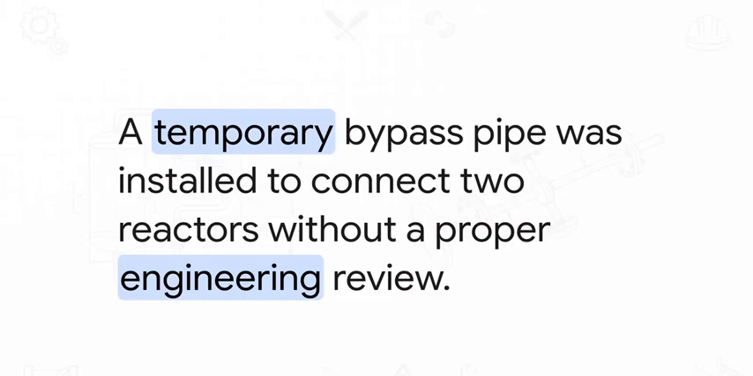Okay, so here's the breakdown. The plant had this series of 6 reactors all linked together. One of them gets a crack, so they pull it out for repairs. But to keep the plant running, they decided to rig up a temporary bypass pipe to connect the other reactors. And this is the key.